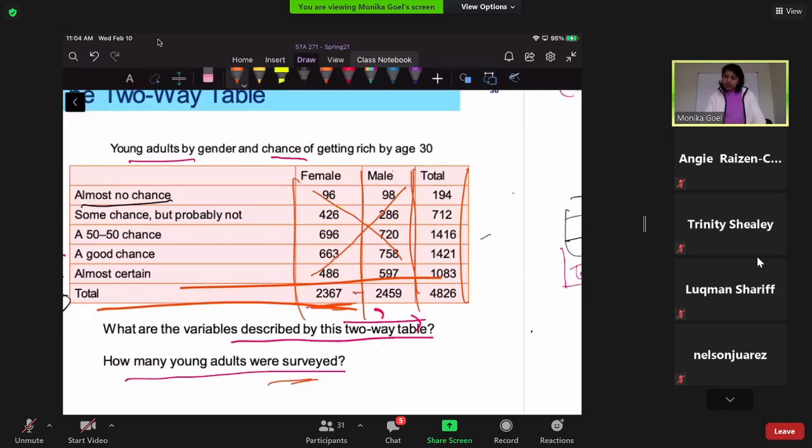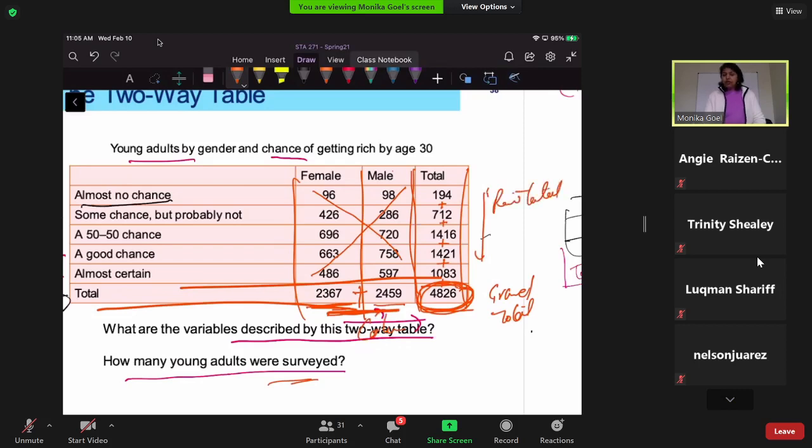So we are just using this extra row value, this extra column value for female, and then this is the total. So when I add 2,367 with 2,459, I will get this value. Or I can say that when I add 194 plus 712 plus 1416 plus 1412 plus 1083, I get this. So the sum of the row totals and the sum of the column totals is your joint total, or grand total. It is the joint of all the column totals and the row totals.